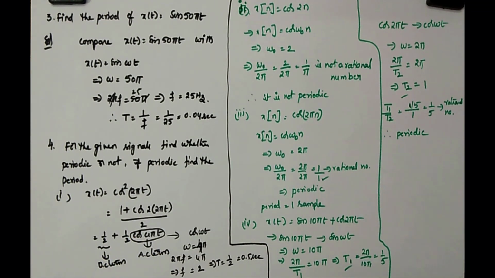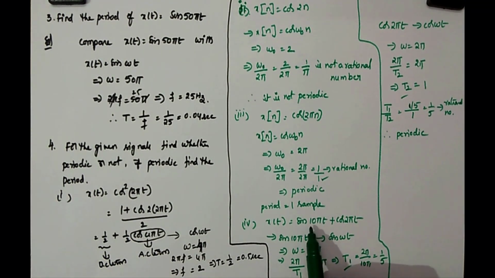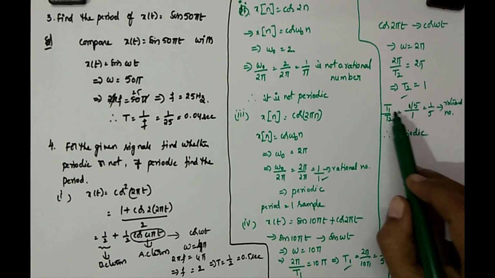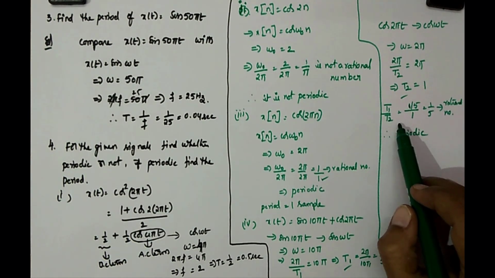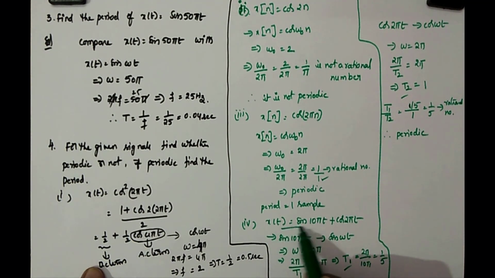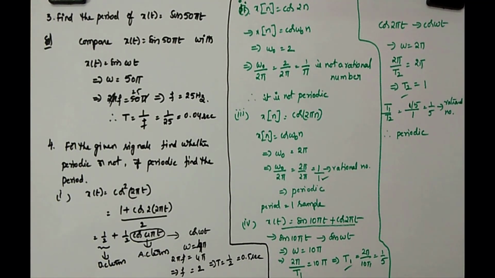Please remember the process. From the first term, calculate T1. From the second term, calculate T2. Simply you do T1 by T2. If it is a rational number, this signal is said to be periodic.